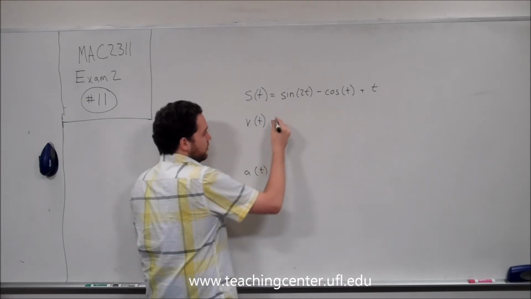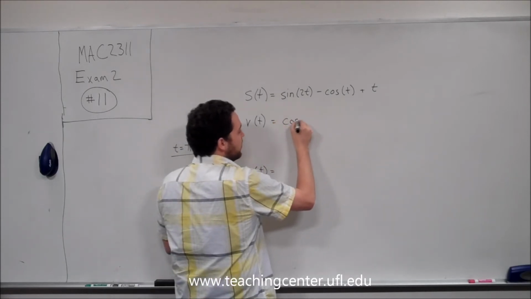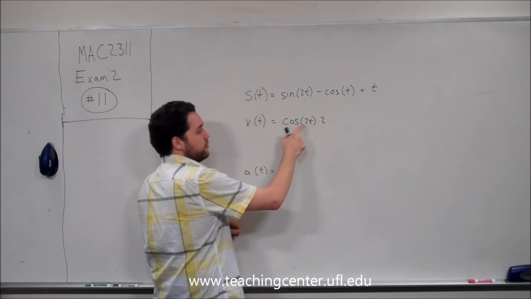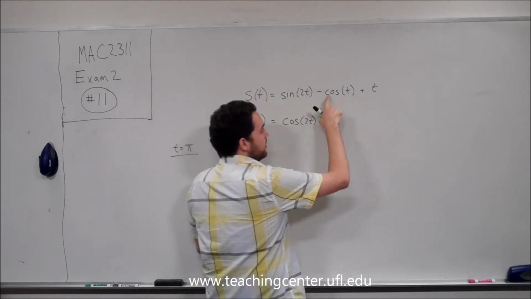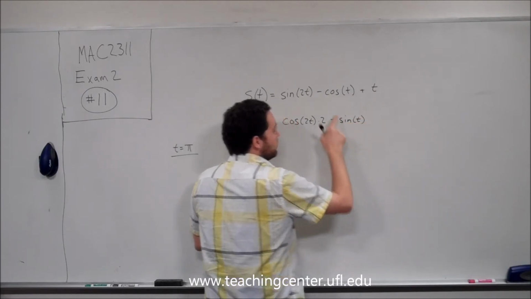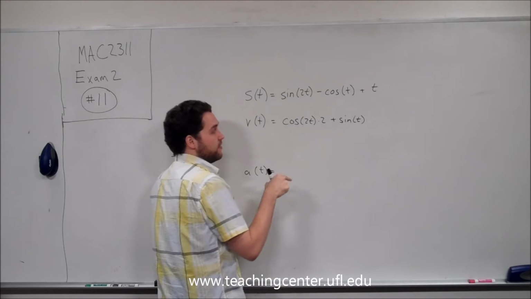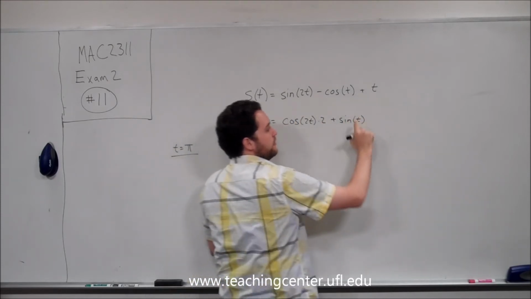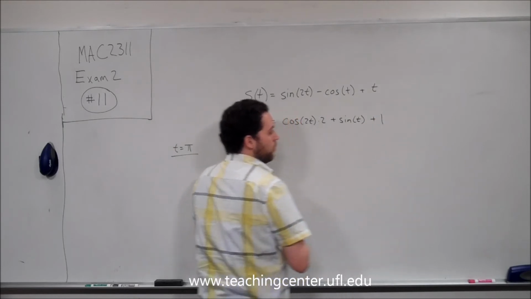is negative sine. So this would be cosine 2t times 2, that's a chain rule, multiplied by the derivative of the inside. And this would be plus sine t, because we know the derivative of cosine takes us to negative sine, so the double negative goes as a positive. And there's nothing on the inside, so it's just a t. And the derivative of t just goes to 1.